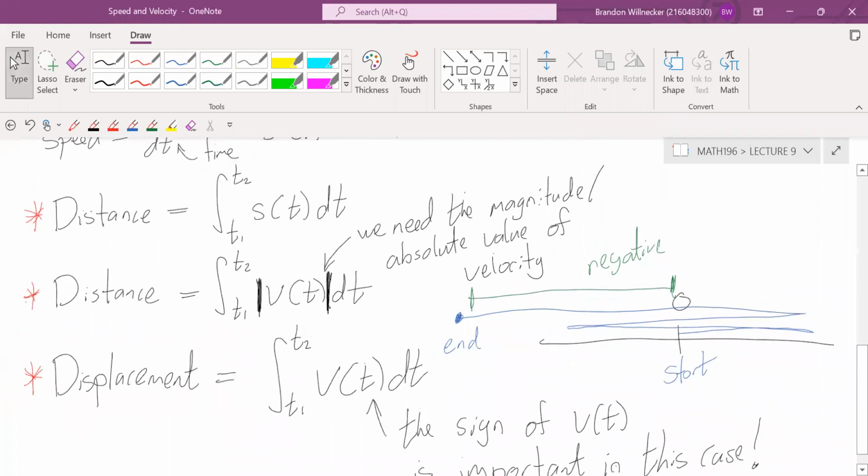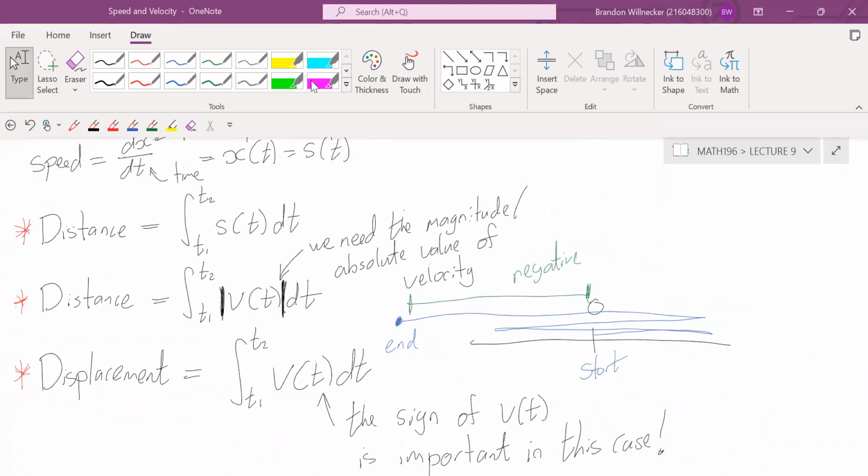Okay, so these are the three things that you need to remember. If I give you the speed and I ask you for the distance, you just integrate the speed and everything's fine. If I give you the velocity and I ask you for the distance, you need to integrate the absolute value of the velocity. Because remember, we want the total length of the path. So we're not interested in the sign of the velocity. We take the absolute value to make it positive only, and then that gives us the distance.